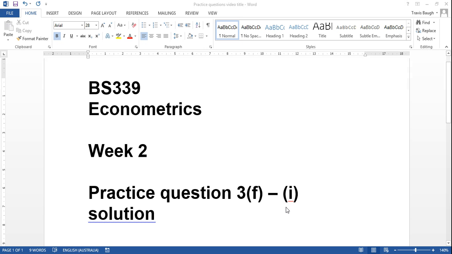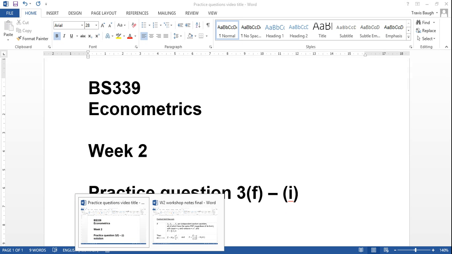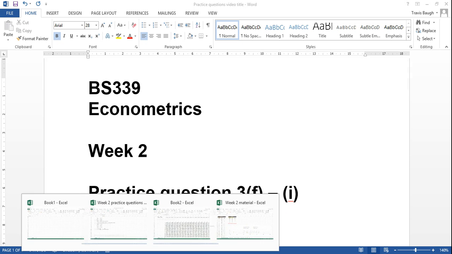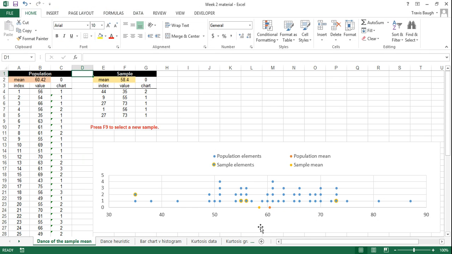I'm going to continue to answer practice question 3 from the week 2 questions, and recall the first segment had finished halfway through us answering question 3 part F. At this point we'd got to a question talking about the central limit theorem. Now before we specifically talk about that, I want to show you another spreadsheet that I've created.